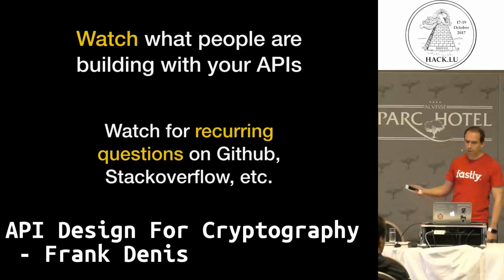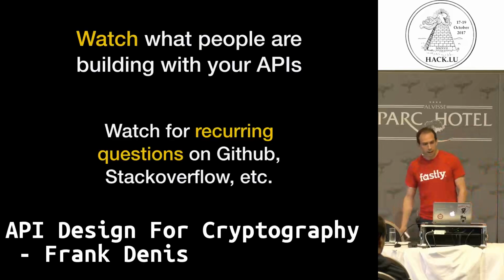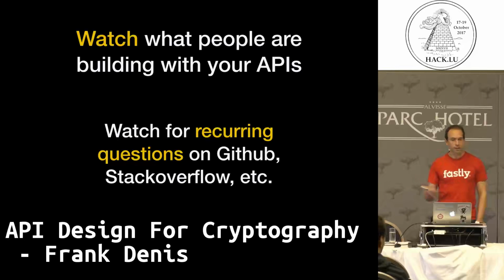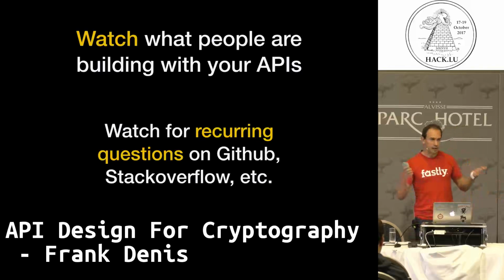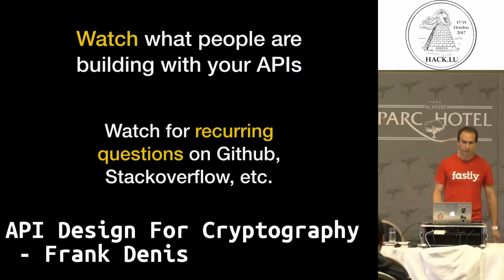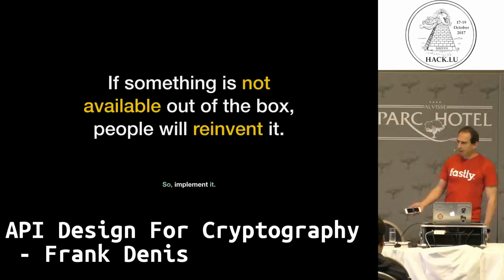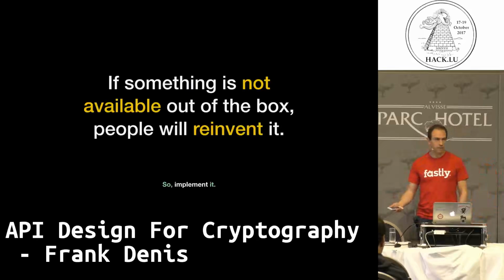So once again, watch what people are building with your APIs, and watch for questions on GitHub, Stack Overflow, and so on. Because once again, what you had in mind may differ from what people actually built, and the question they have might be something that you didn't think about. So this is a bunch of things that you need to clarify or change. And if something is not available and people need it, they're going to reinvent it. Maybe not in a safe way, so just implement it.